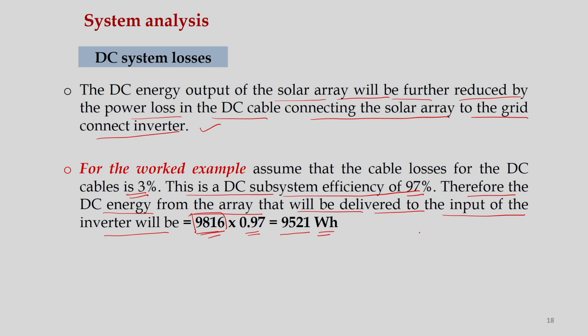So, if we draw it, we have this PV panel, and then this is the cable. This cable loss is 3%. Here, before entry, this will be the inverter. Next we need to know about the inverter, what will be the efficiency of the inverter. So, up to here, what we have calculated is this much of energy.